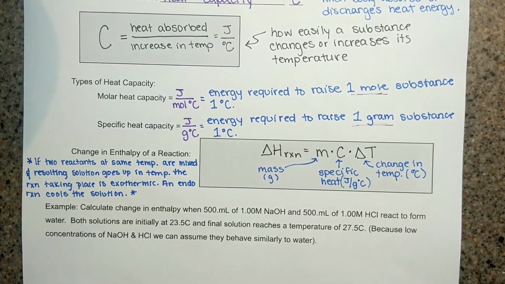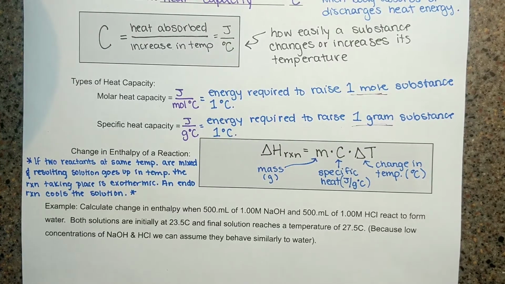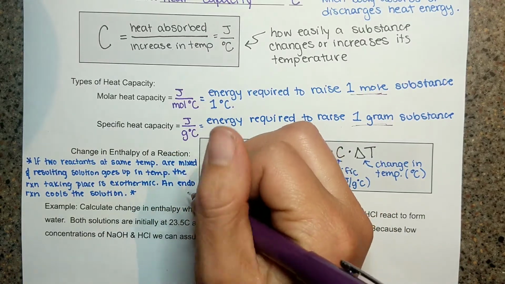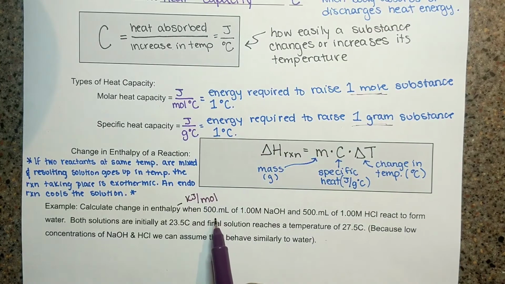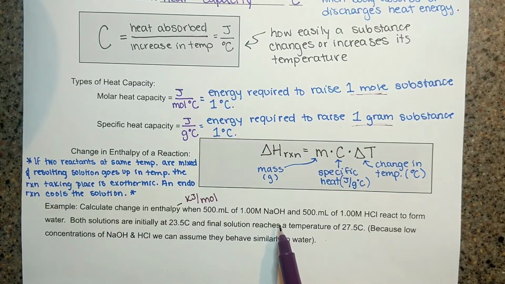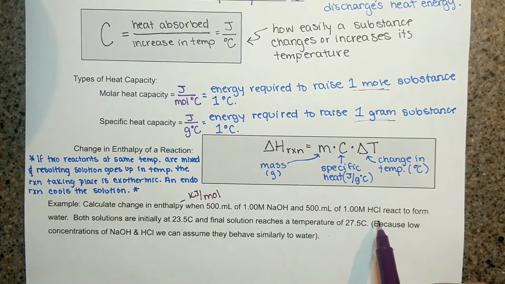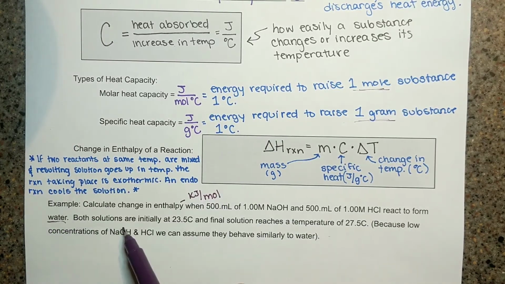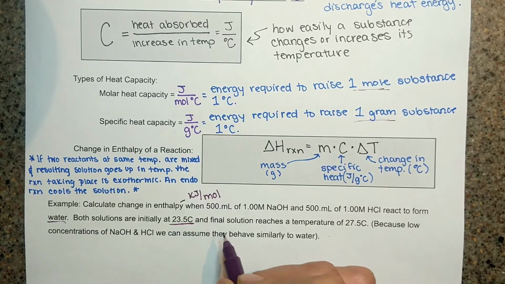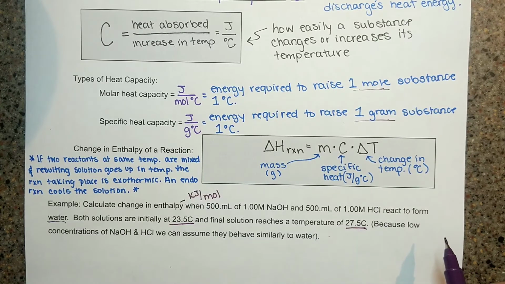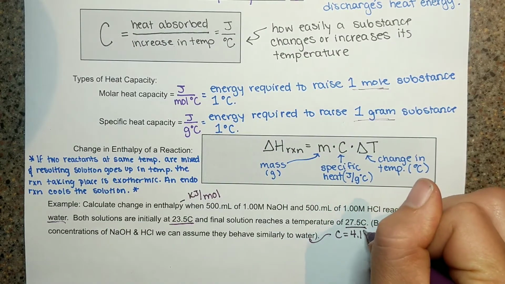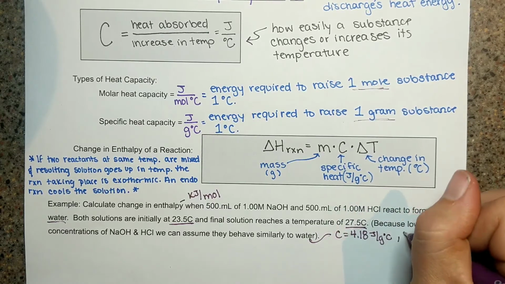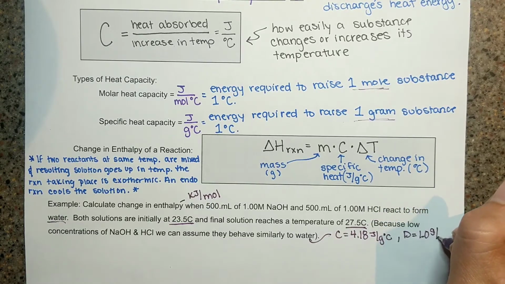So let's go through an example. We're going to calculate the change in enthalpy using molar heat capacity, so we're going to look at the change in enthalpy in kilojoules per mole. When 500 milliliters of a 1 molar sodium hydroxide solution and 500 milliliters of a 1 molar hydrochloric acid solution react to form water, both solutions are initially at 23.5 degrees Celsius, and the final solution reaches a temperature of 27.5 degrees Celsius. Because of the low concentrations of sodium hydroxide and hydrochloric acid, we're going to assume they behave similarly to water. This means that they have a specific heat of 4.18 joules per gram degree Celsius, and their density is 1 gram per milliliter.